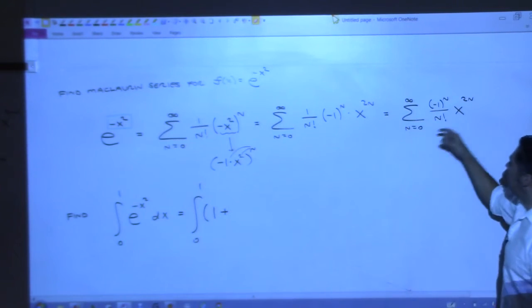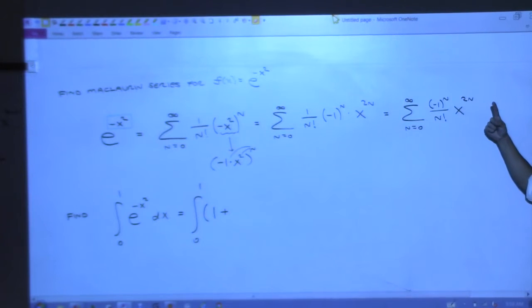Now, replace n with 1. And what do you get? Oh, it's not going to be plus. It's going to be what? Minus 1 factorial is 1. So minus x squared.